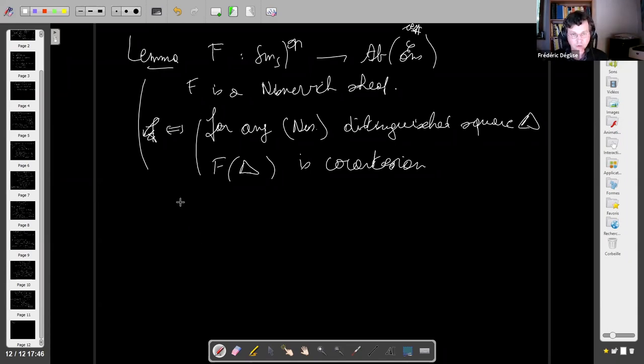So this is also an exercise. Maybe I'll try to go faster because otherwise I won't have time to finish. Okay, so that's the recall on Nisnevich topology.